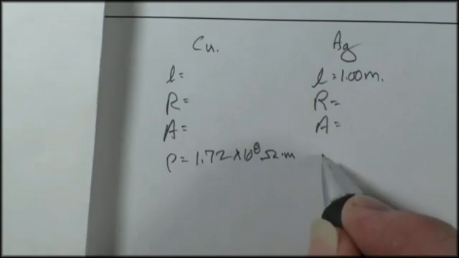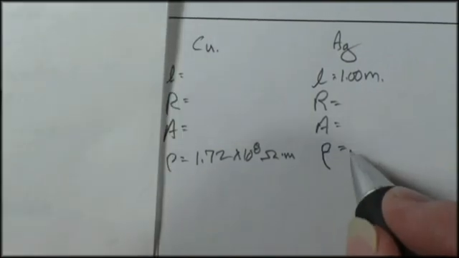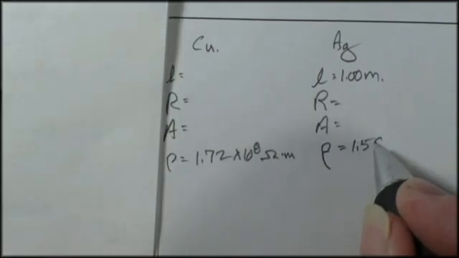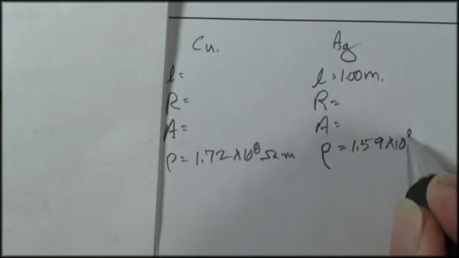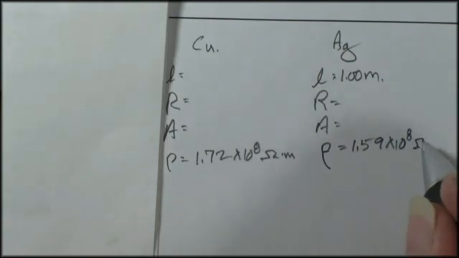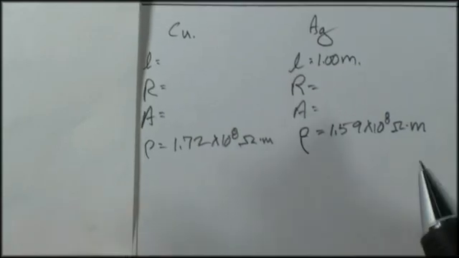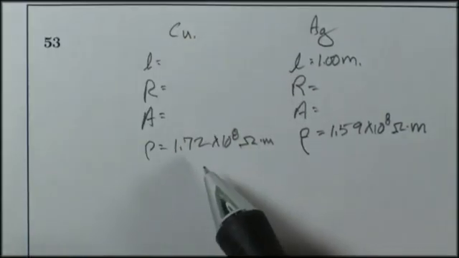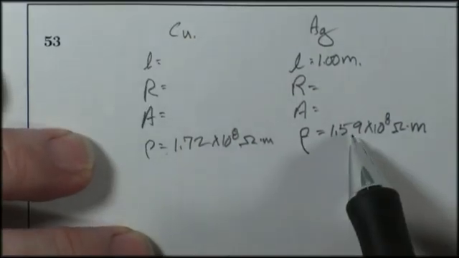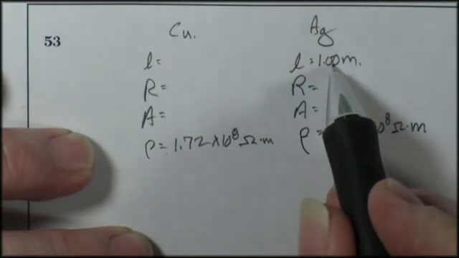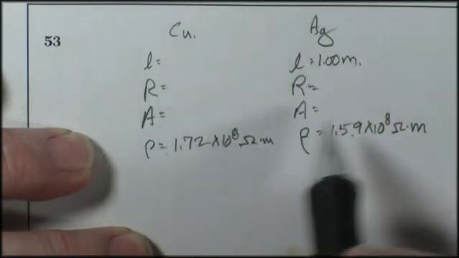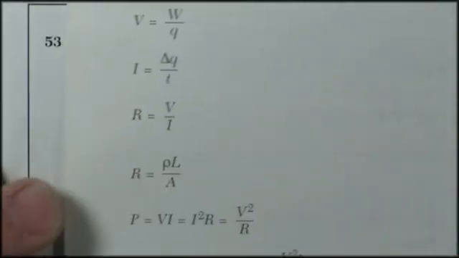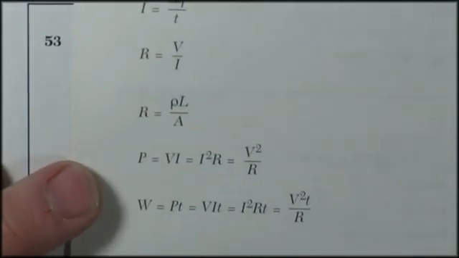The resistivity for silver is 1.59 times 10 to the minus 8 ohm meters. And it's a lower resistance. So now I know the resistivity of these two things. I know the length. I know the resistances are equal and the cross-sectional areas are equal. I don't know what to do. So I go look for a formula, and I find this thing.